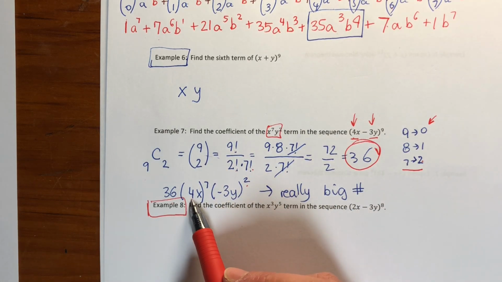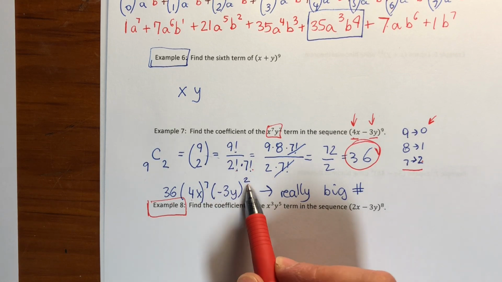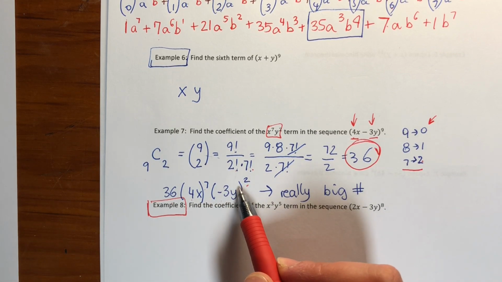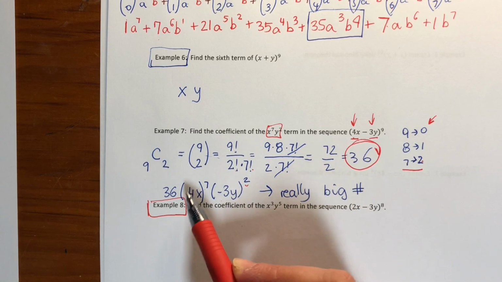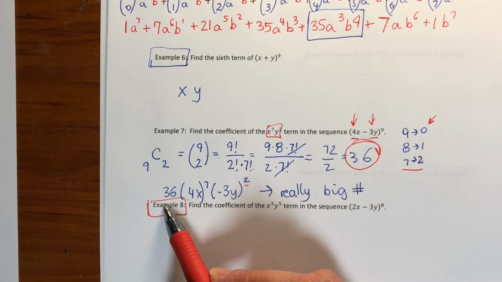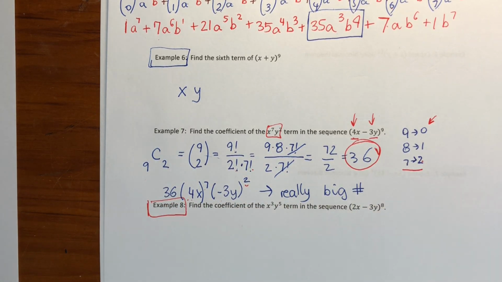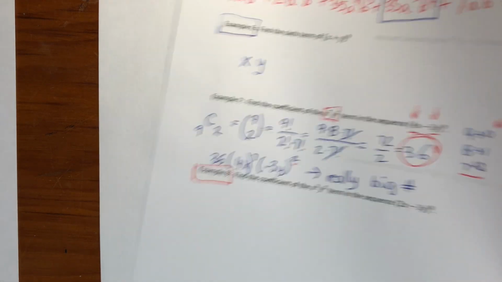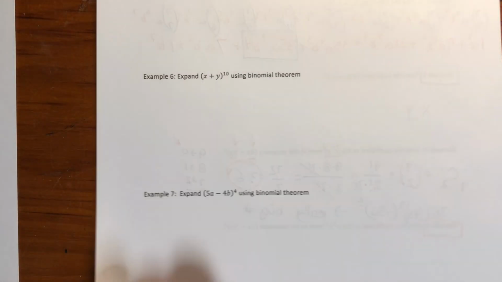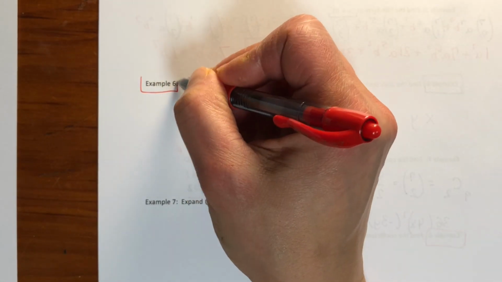And my answer is that this is going to be a really big number. What you would have to do is raise the 4 to the 7th power, and negative 3 to the 2nd power. Well, that's easy, that's 9. So you will take the 9, multiply it by this, and multiply it by 36, and you would get the coefficient that works with that one. Example 8 is something that I would want you to do. And if you turn the page over, I would also want you to do example 6.